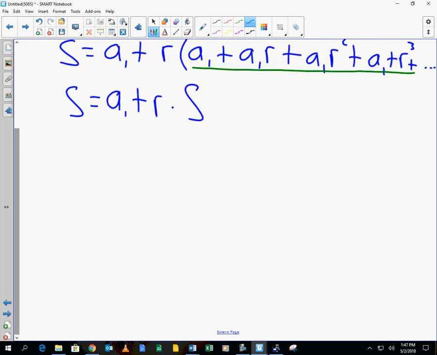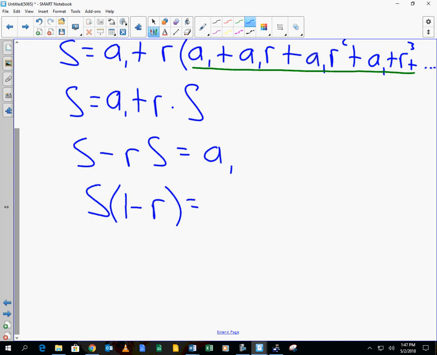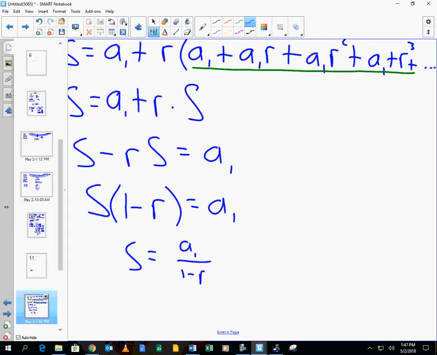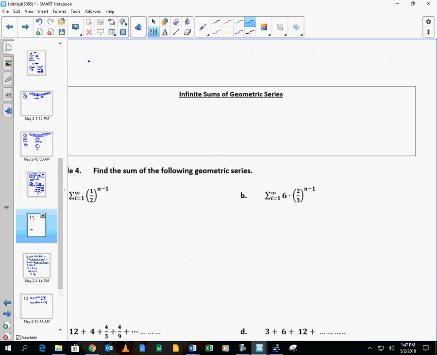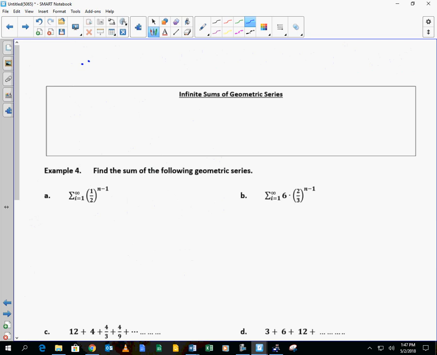Watch. I'm going to gather the S's on both sides. Are you okay with that step? Guess what I'm going to do now? Factor out an S. What are you left with? 1 minus R. Now I want to solve for S. So if you want to know the sum of an infinite geometric series, all you have to do is this. Just take a sub 1 and divide it by 1 minus R.